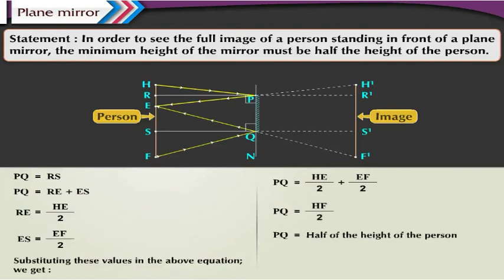This shows that in order to see the full image of a person standing in front of a mirror, the minimum height of the mirror must be half the height of the person. Come, let us now proceed to study about spherical mirrors.